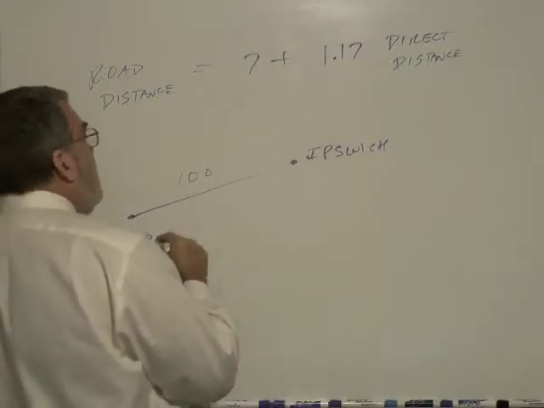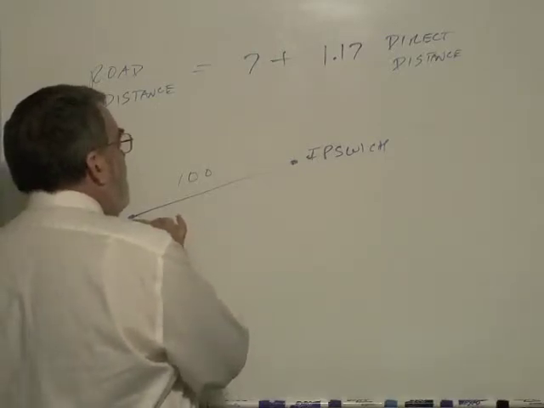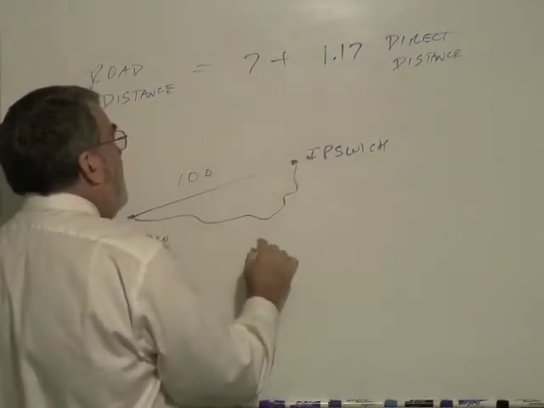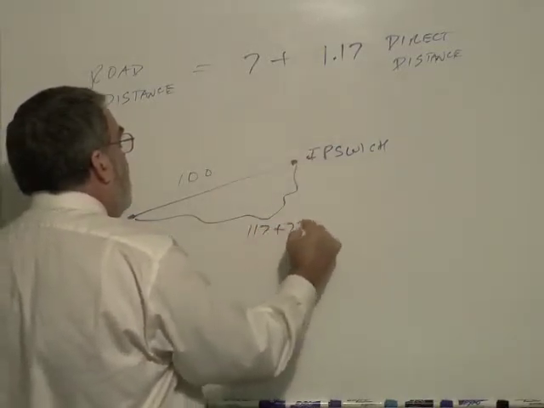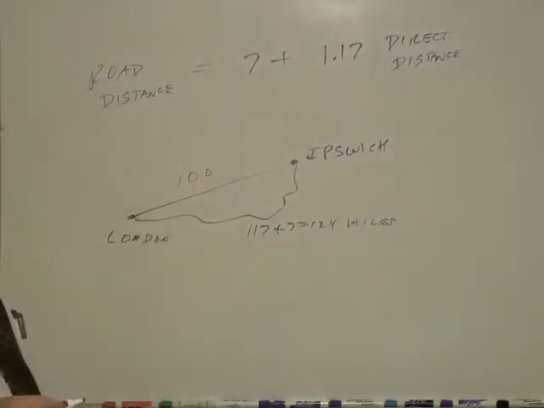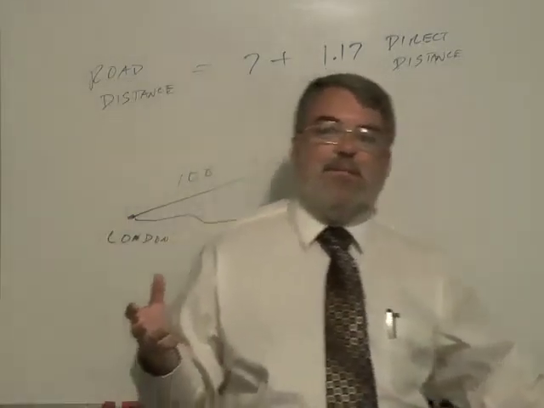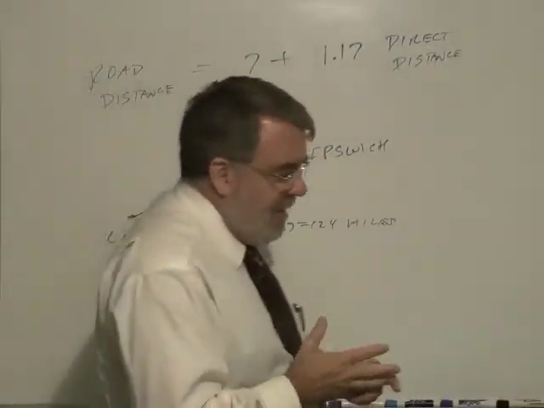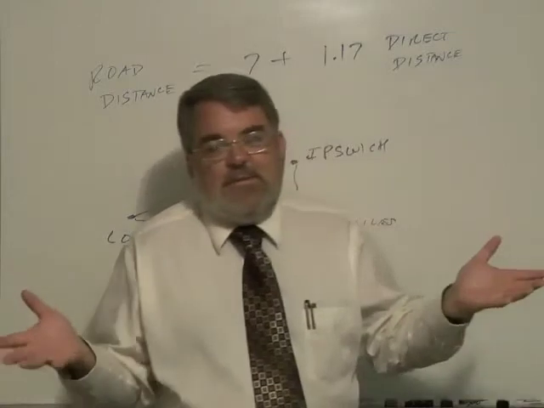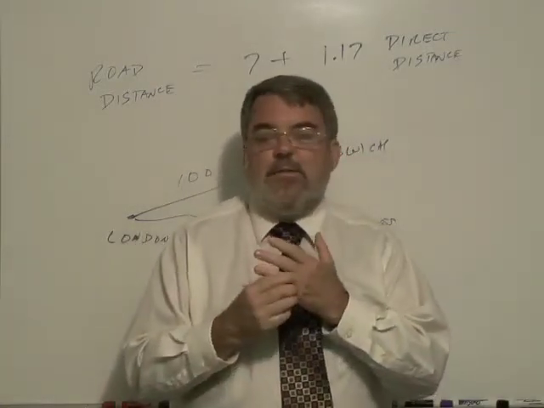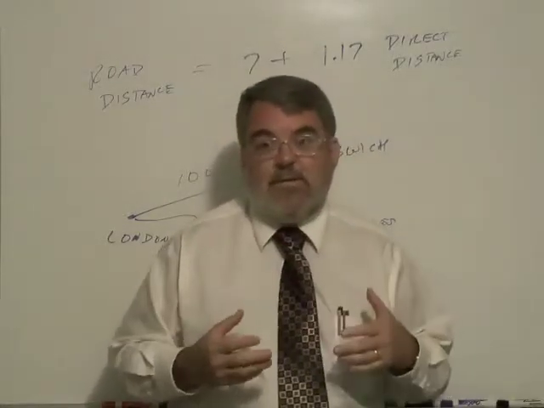Then the road distance would be 1.17 times 100, so it would be 117 plus 7, 124 miles. All right, so there's the average road distance. So it's about 17% more, but actually a little bit more because of the intercept number. So it's stating the obvious that the road distance is longer than direct distance.